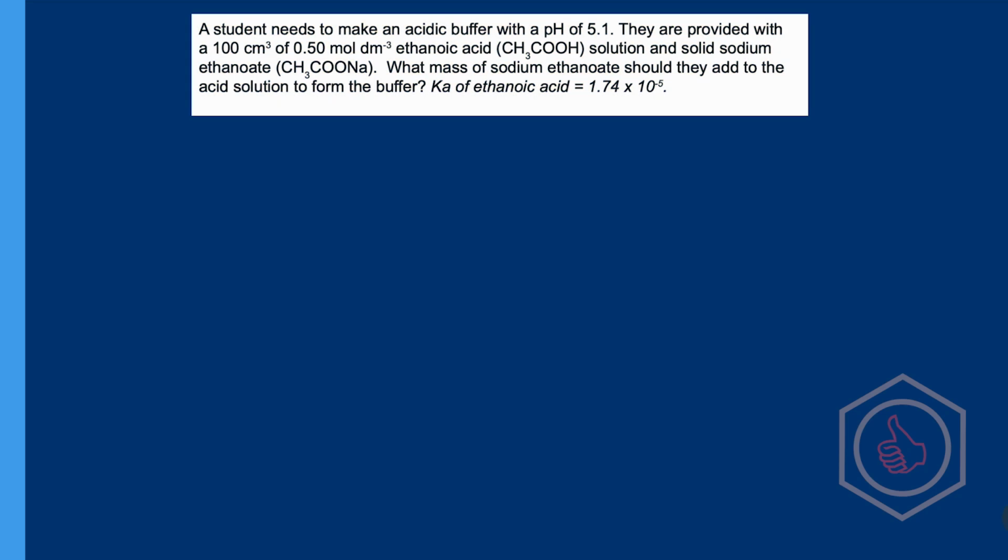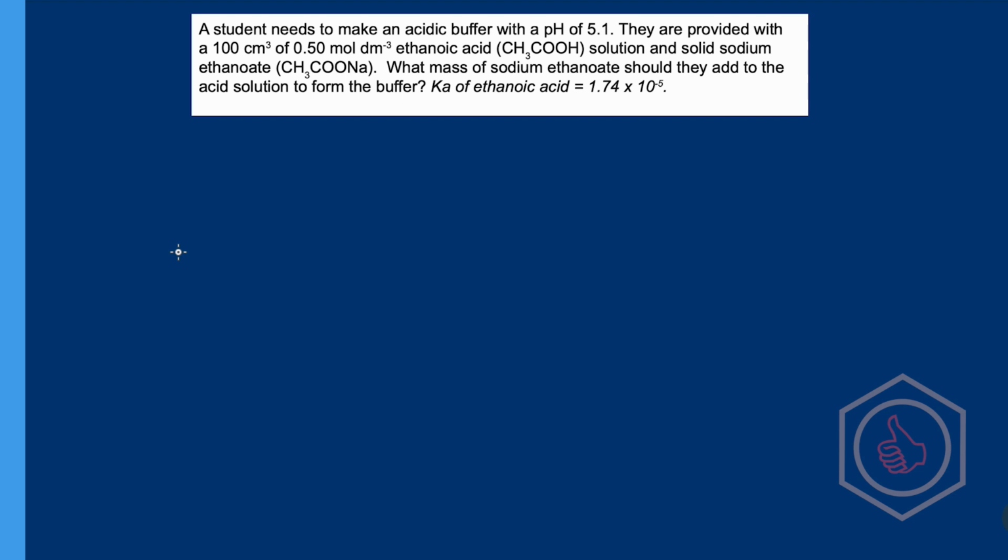A student needs to make an acidic buffer with a pH of 5.1. They are provided with 100 centimeters cubed of 0.5 mole per decimeter cubed ethanoic acid and solid sodium ethanoate. What mass of sodium ethanoate should they add to the acid solution to form the buffer? And we're given the Ka of ethanoic acid here.